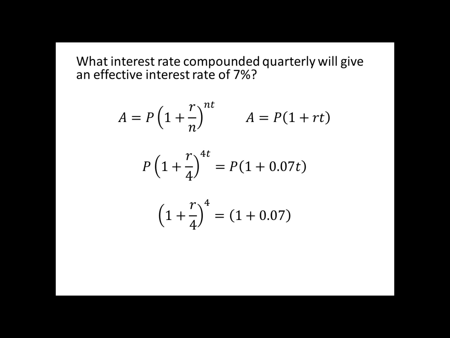You can see that I'm down to that one variable, r. So to solve for that r, just simple algebra, I would start with the 4th root, then I would subtract 1, and then I would multiply by 4, and I get an interest rate of 6.82. So if I compound 6.82% quarterly, it's the same as a simple interest rate of 7%.